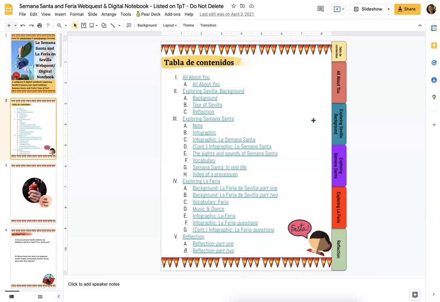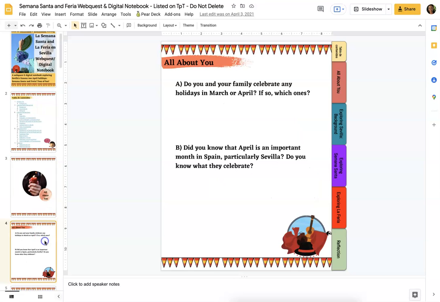Everything is interactive. There's about 30 pages in here, and one of my favorite features is that it begins with a look inward to the student. I always have this story arc that I try to follow in my web quest, which is all about you. It has the student reflect about what they celebrate, and what their similarities or differences are to the target culture that we're studying.